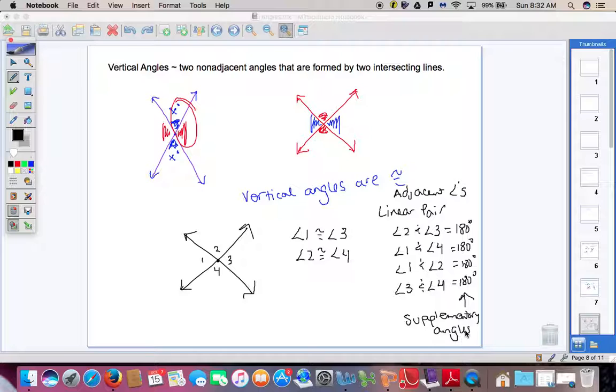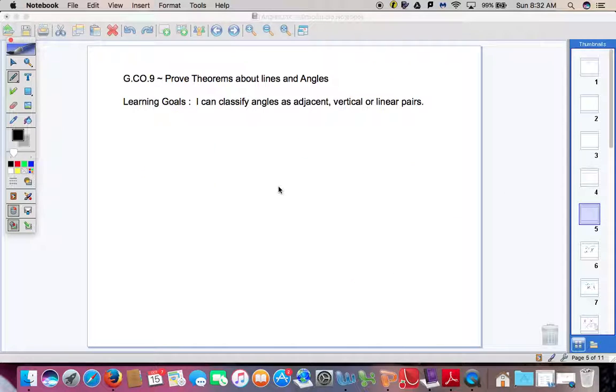Okay, so if we go back and we look at your learning goal for this particular thing, I can classify angles as adjacent, vertical, or linear pairs. So hopefully you're able to do that now. And if we just take a quick look, okay, what are angles 1 and angle 2? Are they adjacent angles? Are they vertical angles? Or are they linear pairs? Well, they're adjacent and linear pairs.